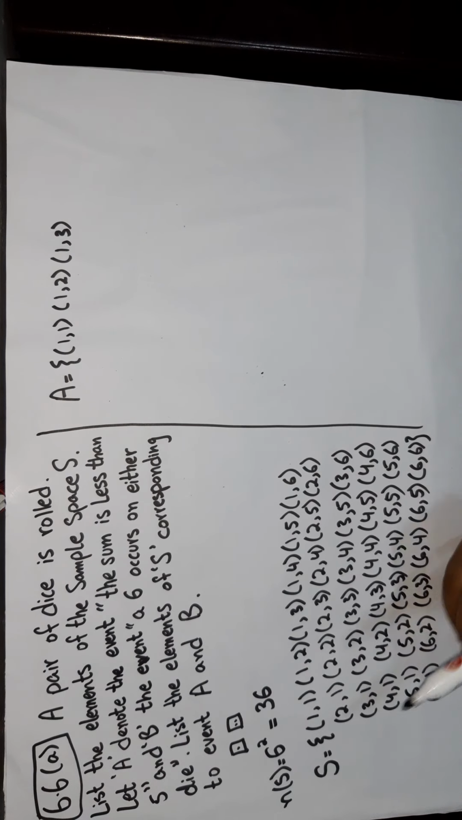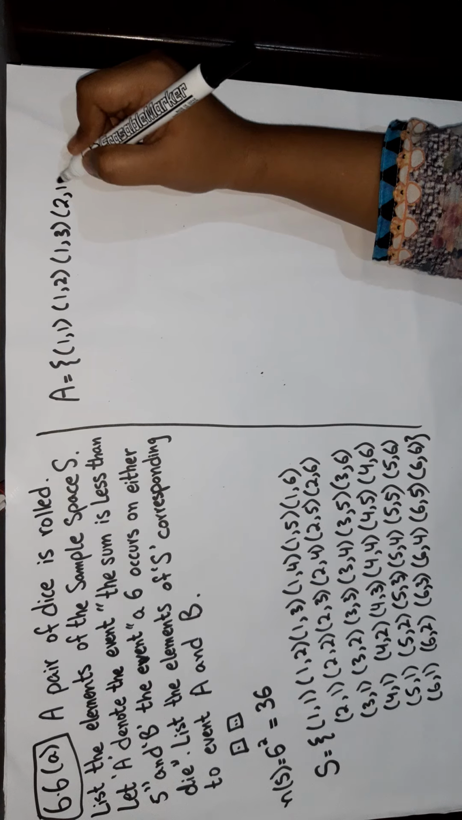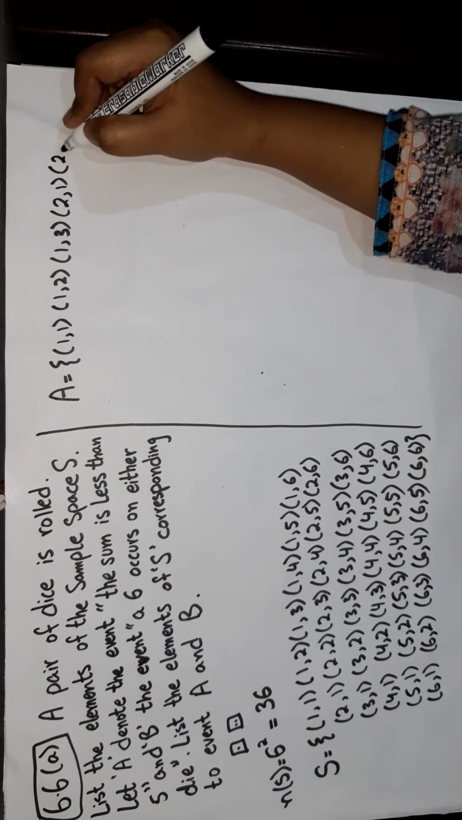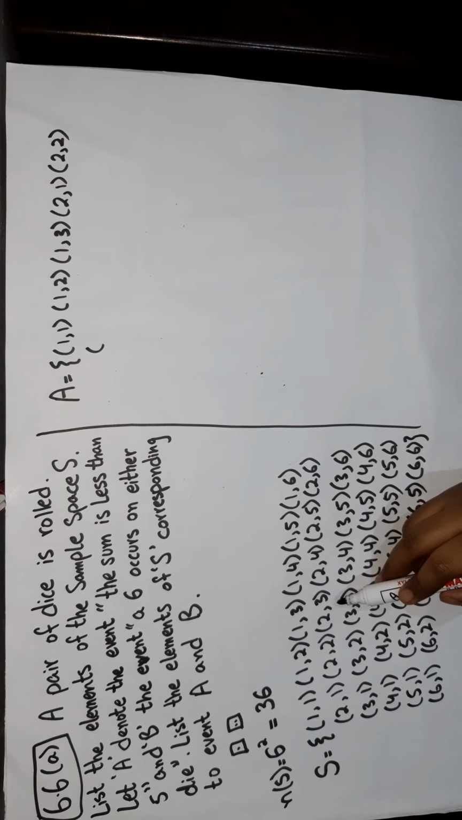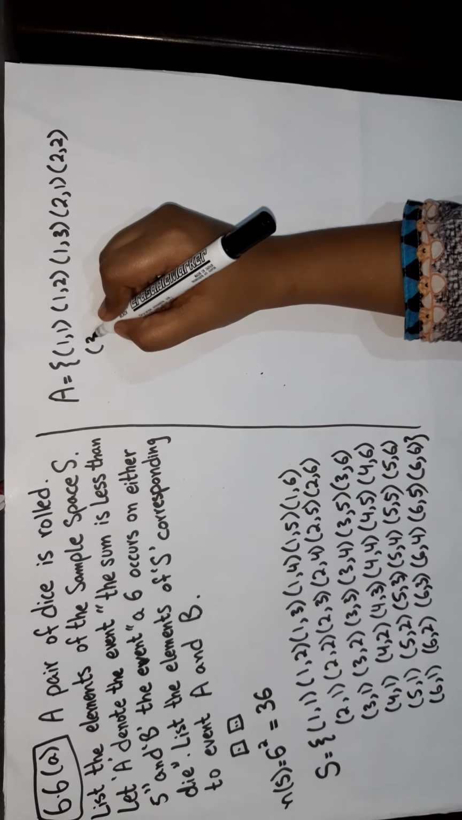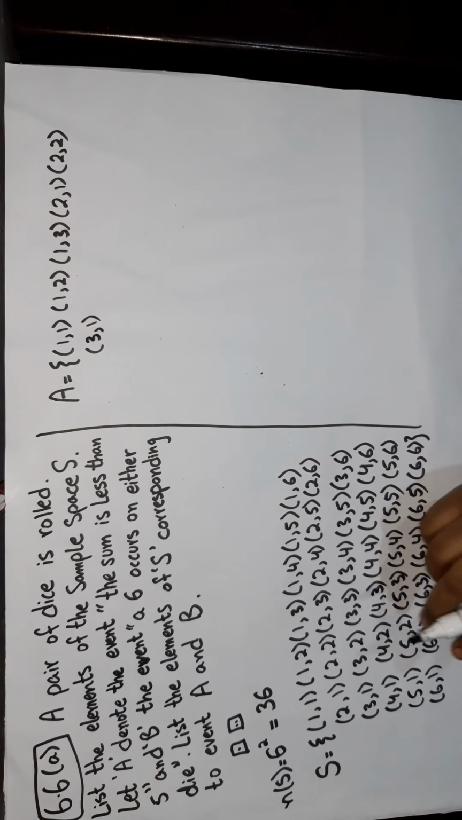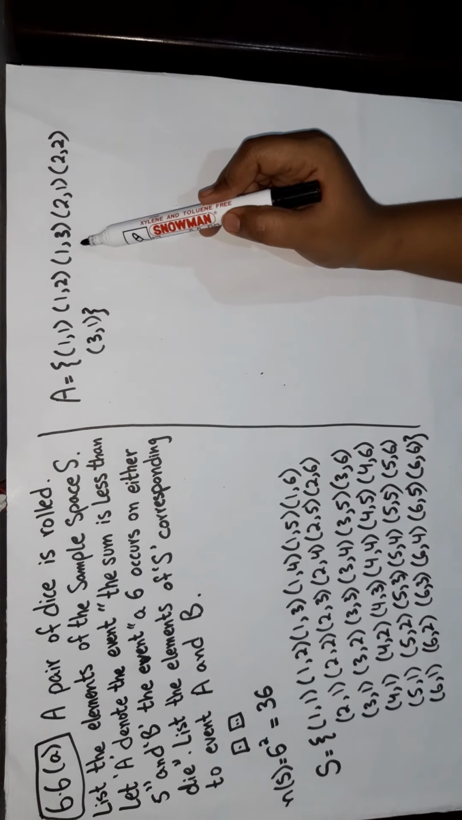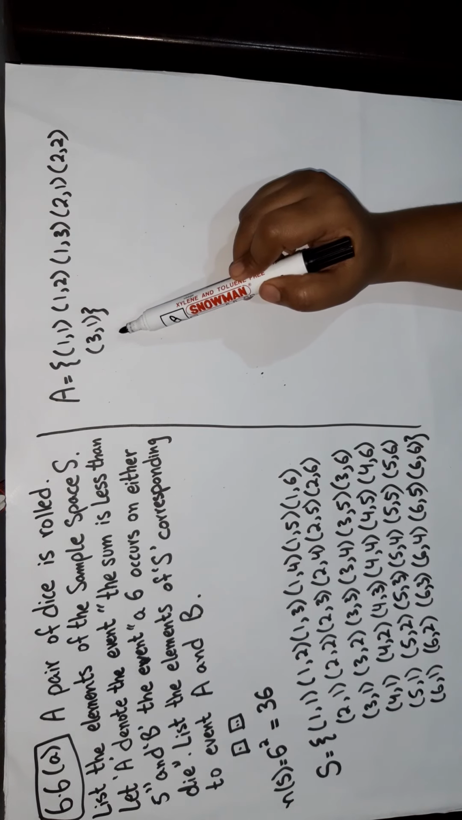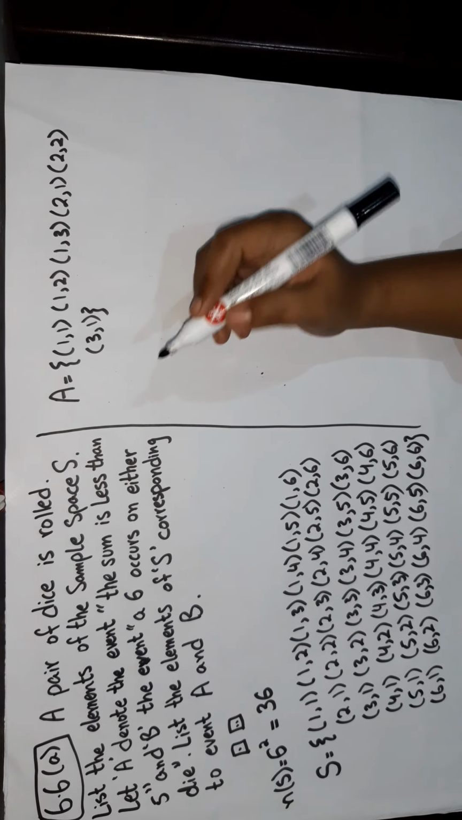Then for the next, 2 plus 1 is equal to 3, so we can include this. Then 2 plus 2 is equal to 4, so we can include it. Then 2 plus 3 is equal to 5, so we cannot include this. Then 3 plus 1 is 4, so we can include it. The rest are greater than or equal to 5, so we don't include them here. So event A will contain the elements 1 1, 1 2, 1 3, 2 1, 2 2, and 3 1.